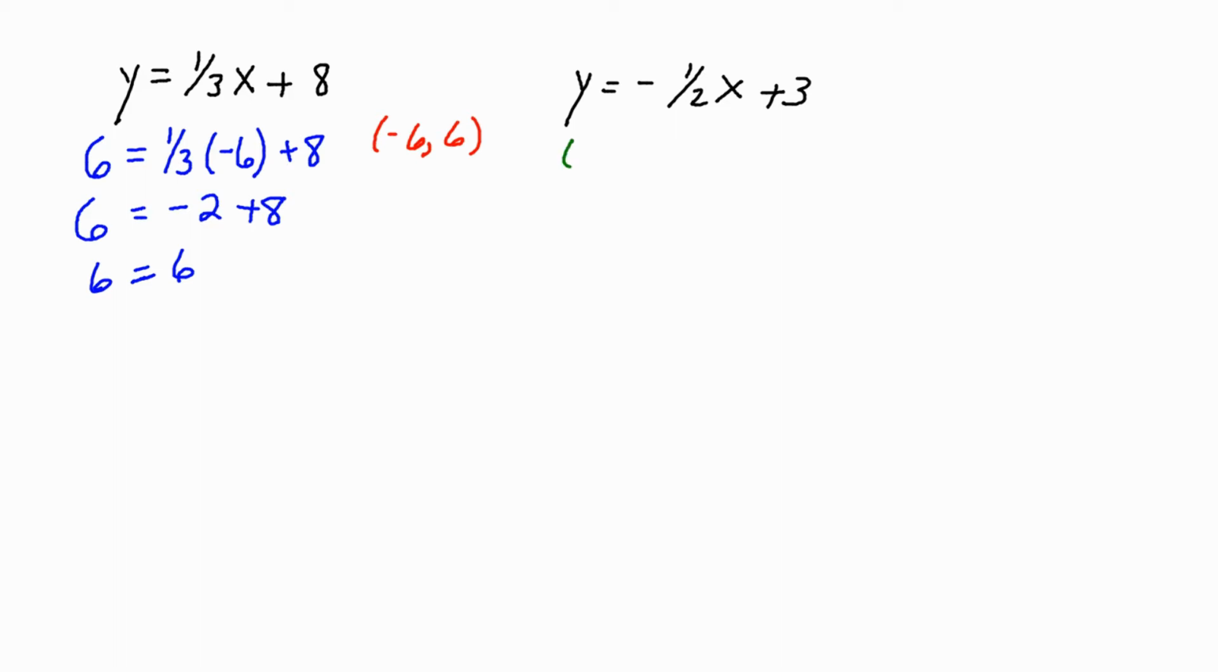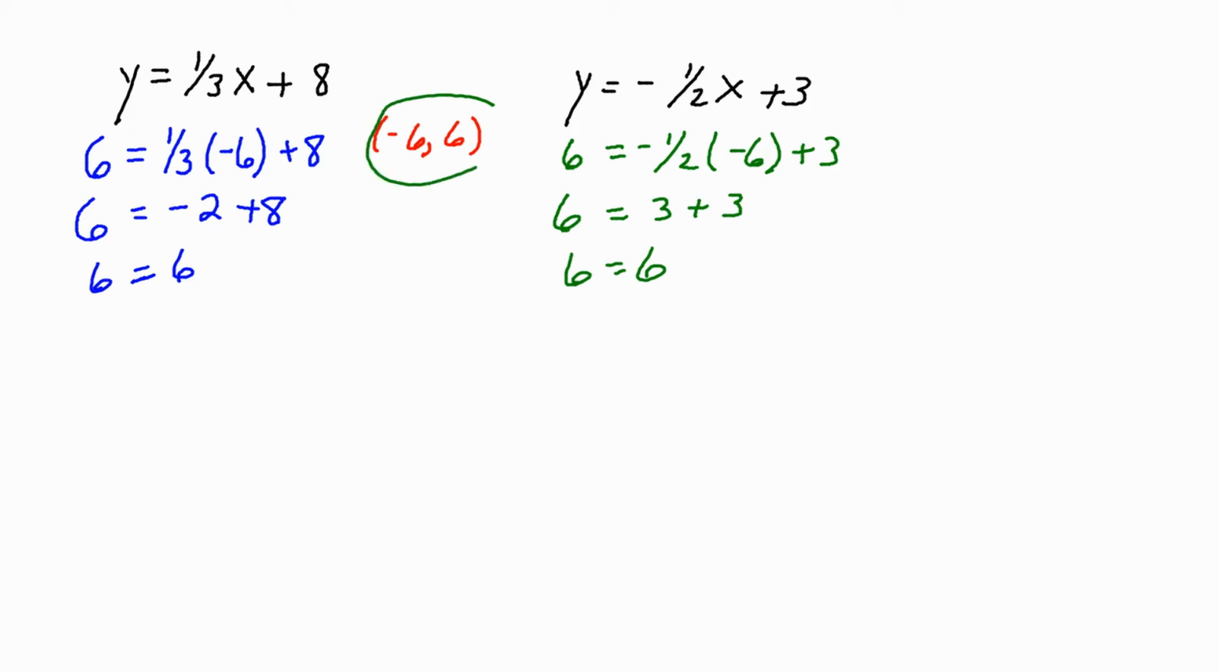For our second equation, 6 equals -1/2 times -6 plus 3. That means 6 equals 3. Bring down your plus 3, and 6 equals 6. So we know our answer is correct.